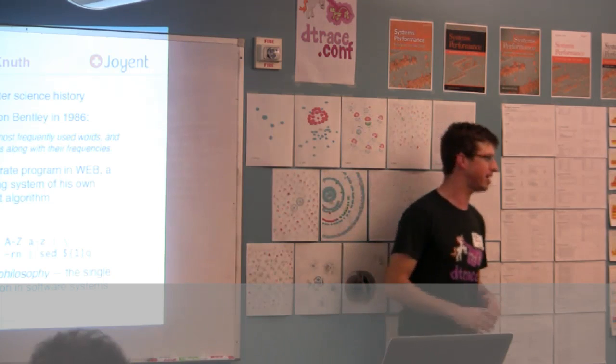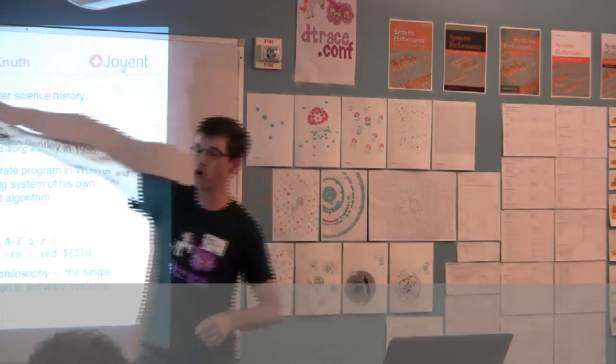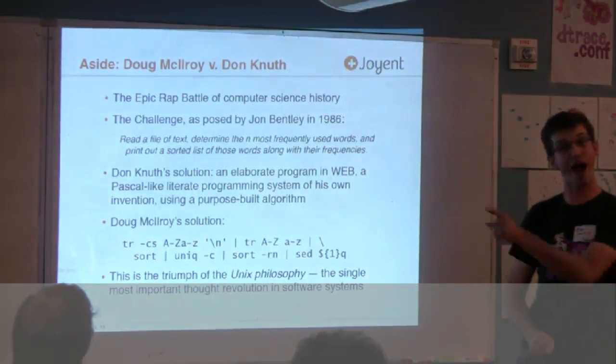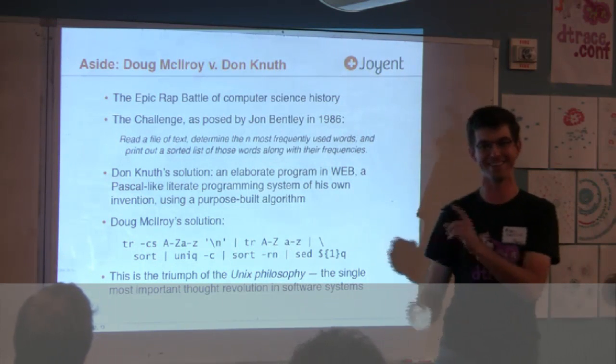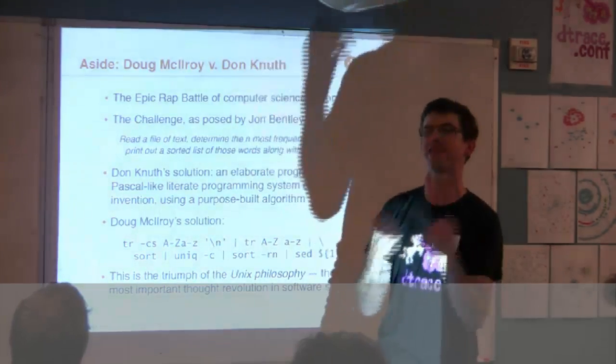Doug McIlroy v. Don Knuth. Computer science smackdown. So, do people know who Doug McIlroy is? Yes. Doug McIlroy gave us Unix. Close. The pipe. But you're close. I mean, you may make the argument. I think the pipe is Unix.